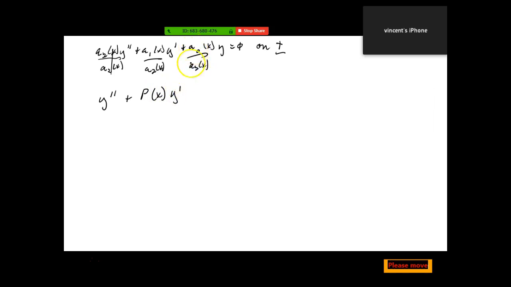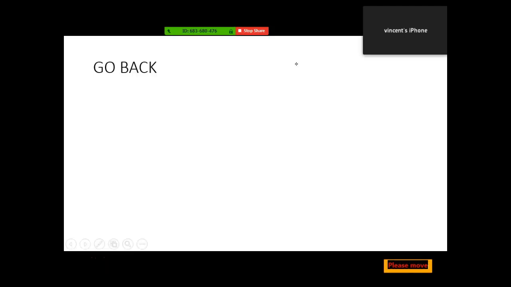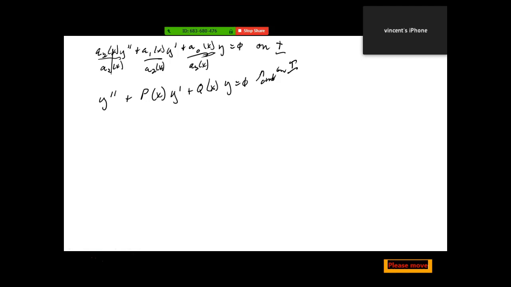And then let's call this ratio q of x. And that could also be a rational function, that's fine, times y, and that's equal to 0, where p of x and q of x are continuous on some interval I. They need to be continuous on I, just like where our differential equation was continuous, because for this, everything now is the same.